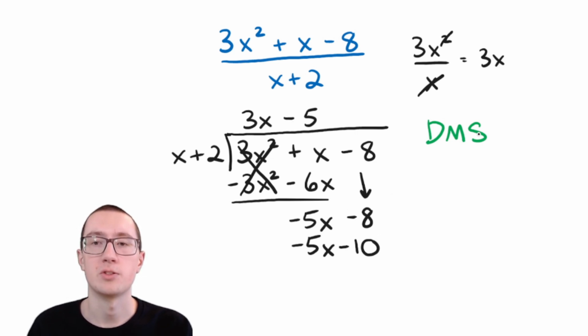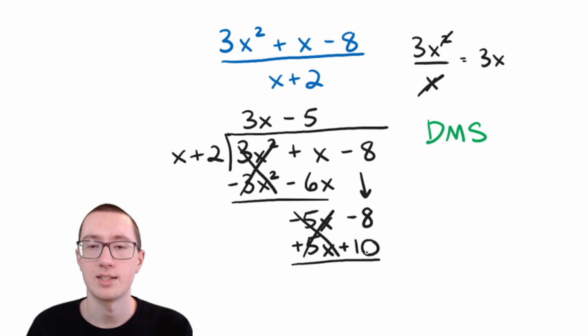And now our final step is to subtract. So we're going to go ahead and change these signs. They're both minuses, so now they're going to be both pluses. So minus 5x plus 5x, those cancel out. And then minus 8 plus 10. That's the same thing as saying 10 minus 8. 10 minus 8 is 2. So we're going to be left with 2 here. And we don't have any more terms to bring down, so we're done. We're done with the problem.